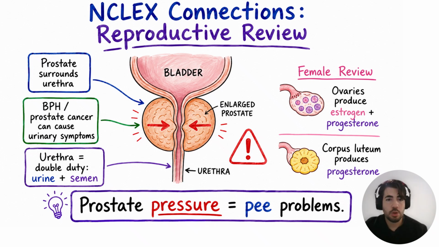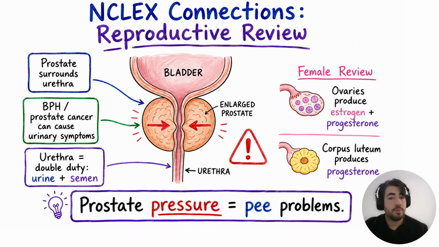Also remember that the male urethra does double duty. It carries the urine out of the body and it also carries semen out of the body during ejaculation. So not at the same time, but it's the same tube for both actions.